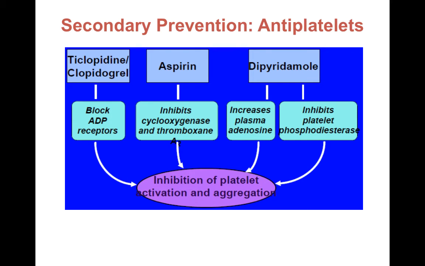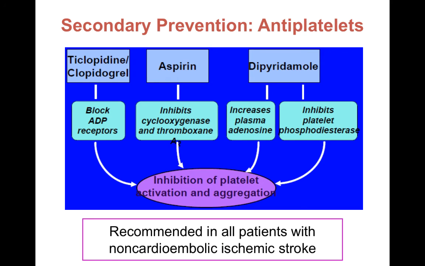And as Dr. Bassel discussed, there are several different types of antiplatelet agents that all work in different ways. Things like aspirin, dipyridamole, or the thienopyridines, of which most commonly clopidogrel is used. All of these through different pathways are going to end up inhibiting platelet activation and aggregation, and so they've all been shown to be effective for decreasing recurrence of stroke. And for that reason, an antiplatelet agent is recommended in all patients who've had a non-cardioembolic ischemic stroke. That is a stroke not from something like AFib.